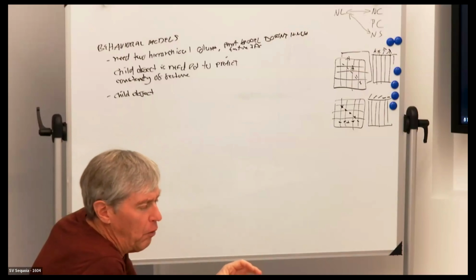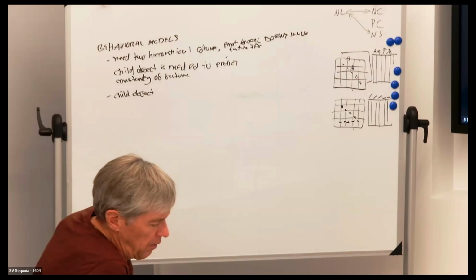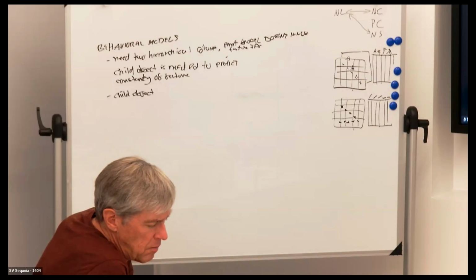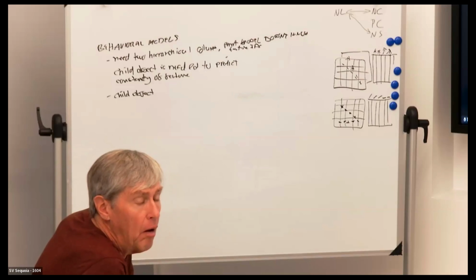So is it a requirement to have two hierarchical levels to apply a behavior to a new object? No, we didn't say that yet. We didn't do that yet. I didn't say that. Is that required?